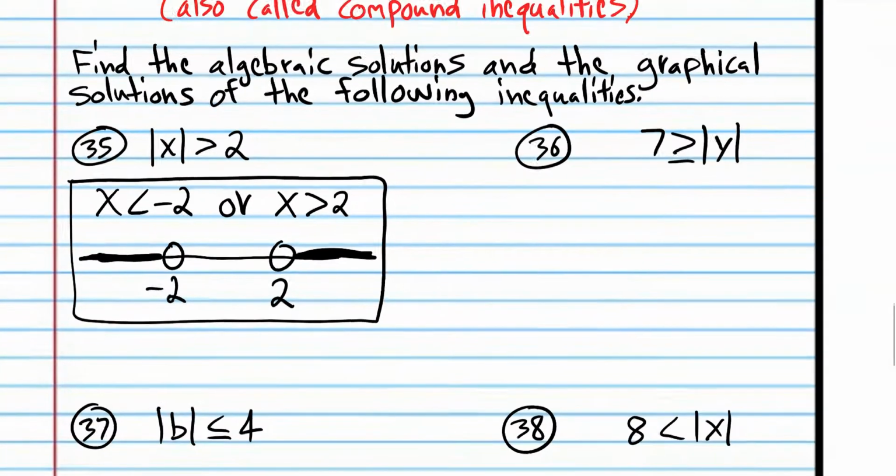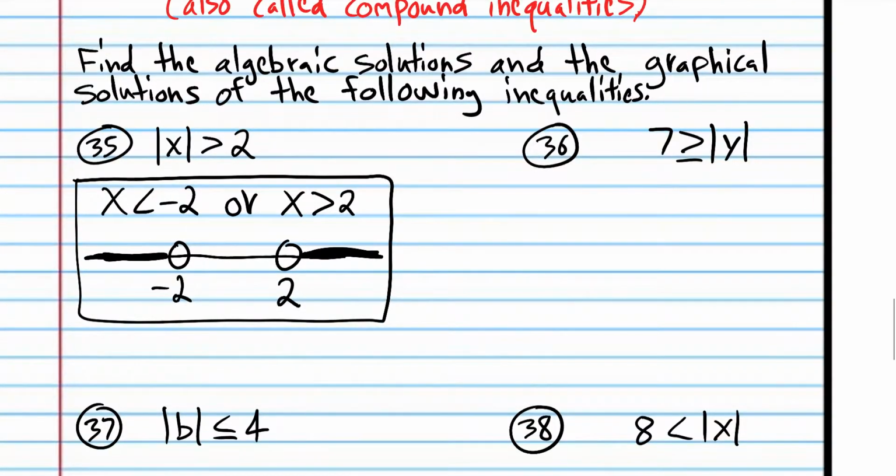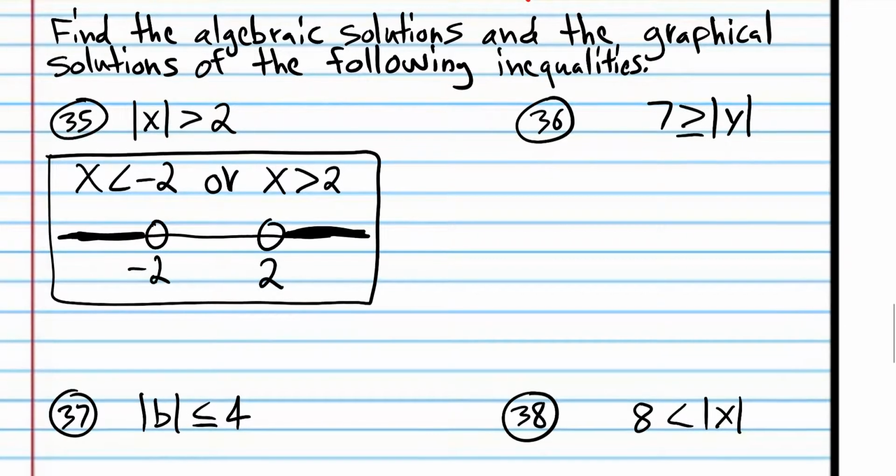All right, now we're going to have a second scenario here. And by the way, it's very important that you write or. You're going to see in the next problem, we're going to use the word and, and I'm going to explain exactly why.